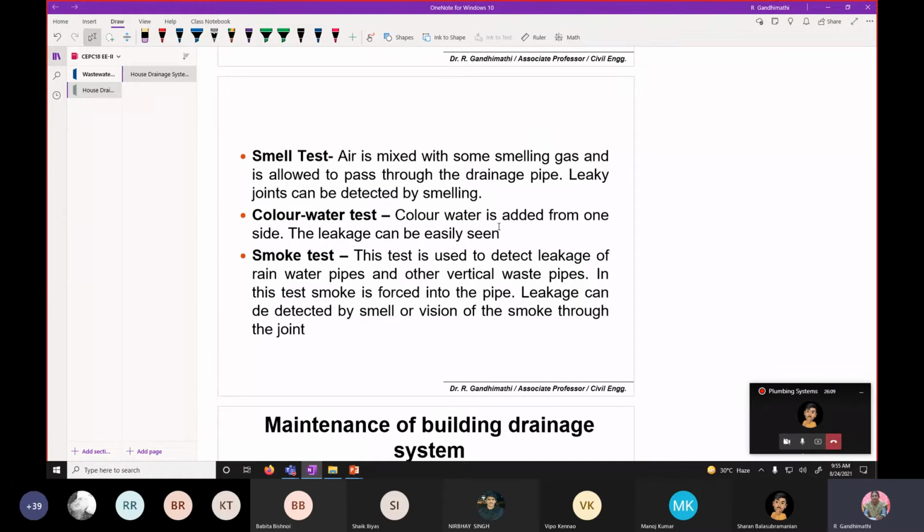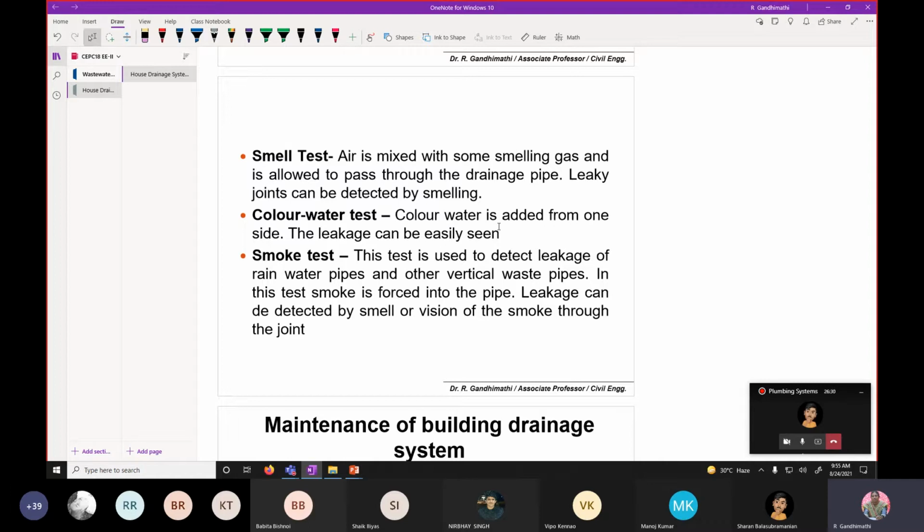And the color water test. Instead of normal water, they will prepare colored water, maybe with any dyes, because any leakages can be easily detected. From the outside, if there are any color components, we can easily see them. We can easily identify the leakage locations.